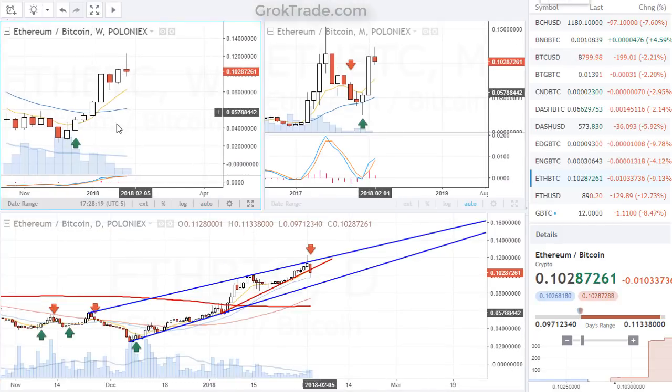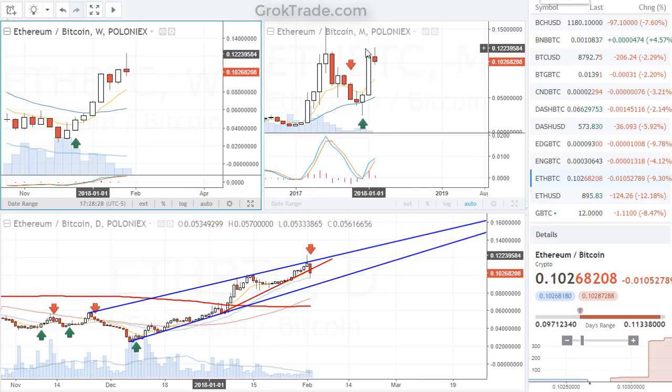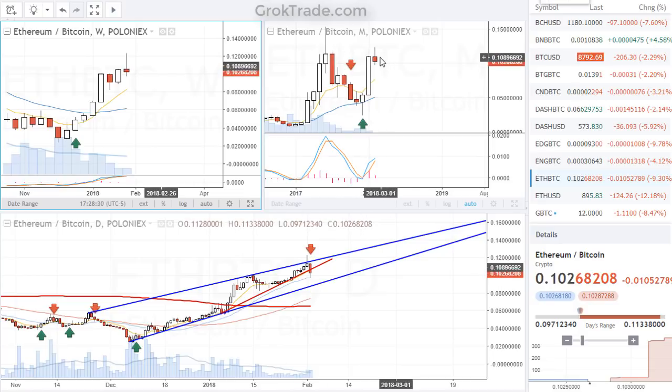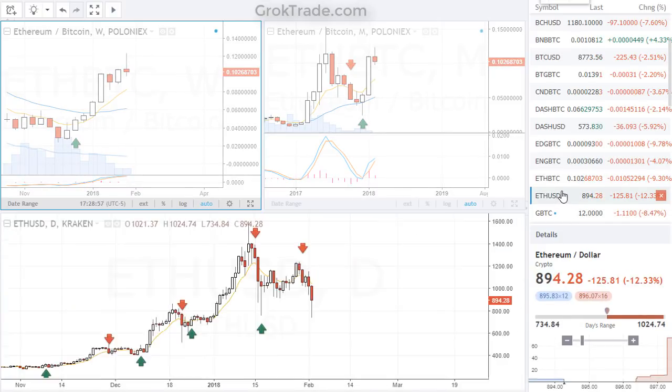If you look here at the weekly, it looks like a shooting star candlestick reversal pattern, like it's going to start going lower. What's interesting here on the monthly, we're at resistance, so it'd make all the sense in the world to start dropping right now. Let's move on to Ethereum USD.